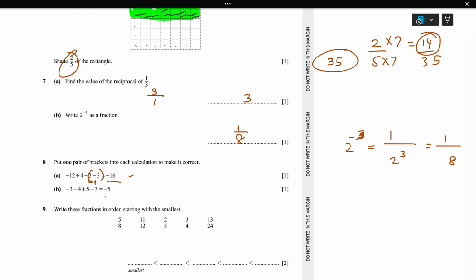The next one, -5. Just put a bracket here. So bracket always first. So 4 plus 5 is 9, 9 minus 7 is 2. So outside there is a negative, -3, -2 is going to be -5. The bracket is here.